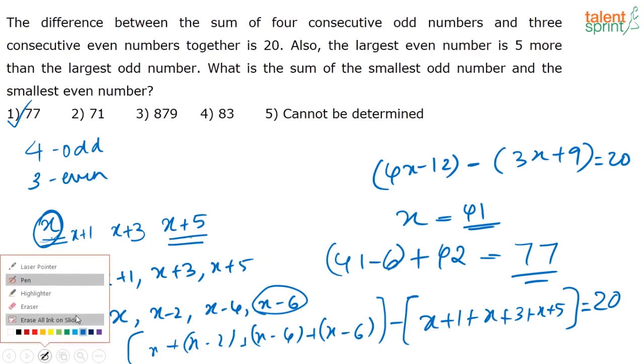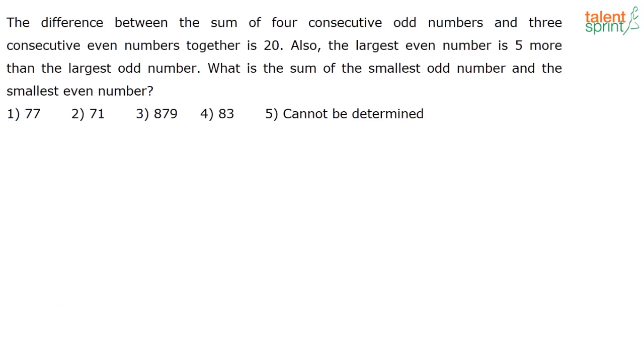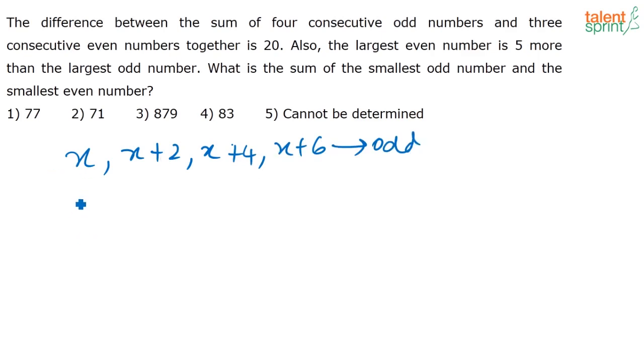I hope what I did now was clear. Okay. Now the other easy way to do it would be like this. How do you do it? Let me assume that there are even numbers and odd numbers. I am going to assume that the odd numbers are x, x plus 2, x plus 4 and x plus 6, consecutive odd numbers, and my consecutive even numbers I am going to assume as y, y plus 2 and y plus 4. So these are the consecutive even numbers that are given in the question.